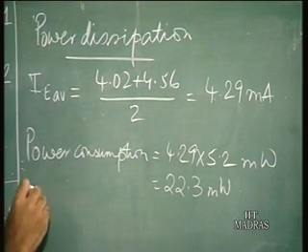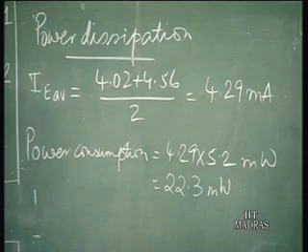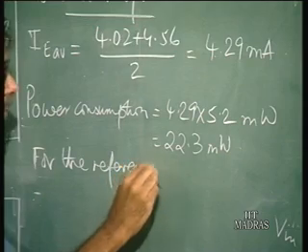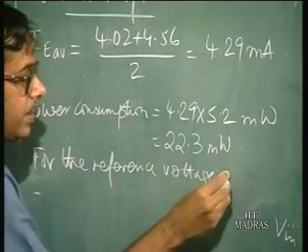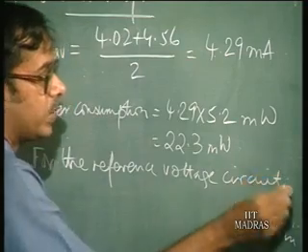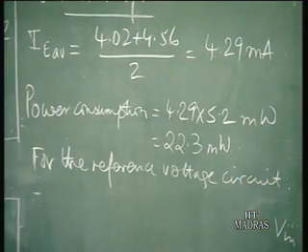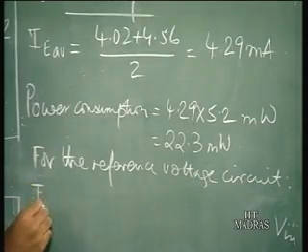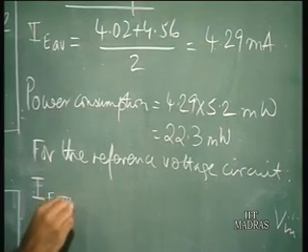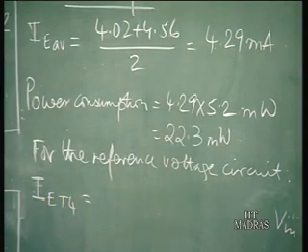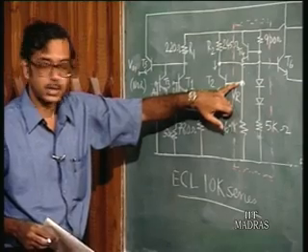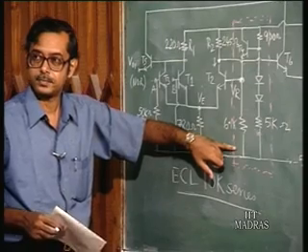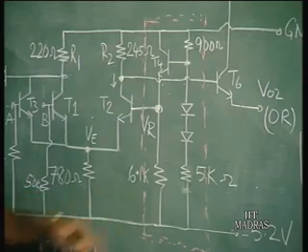Okay. For the reference power supply, for the reference voltage circuit, the reference voltage generation circuit, what is the current through T4? I should say I T4, the reference voltage divided by 6.1 K is going to be that current, which is flowing through this branch.